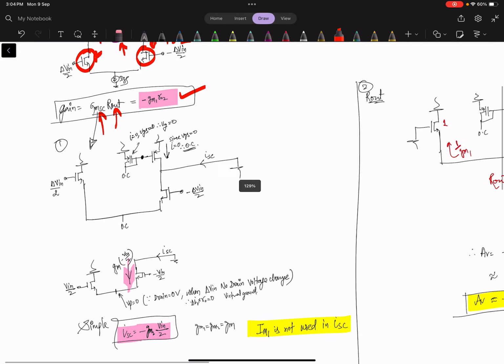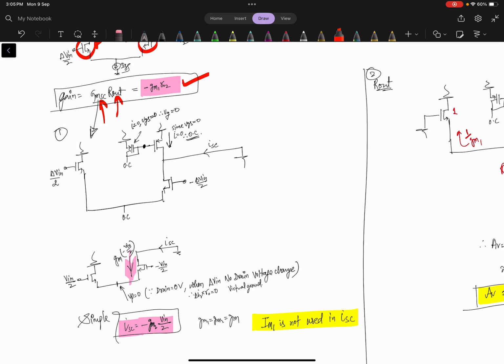So first is Gm. When you draw the short circuit transconductance circuit, this is grounded, this is open circuit, here the current source is open circuit, all are ground here. This is the short circuit and current through this. Now let's see closely. Since this is open circuit, this VGS will be 0. If this VGS is 0, this VGS is 0, and current is 0, and therefore this is open circuit.